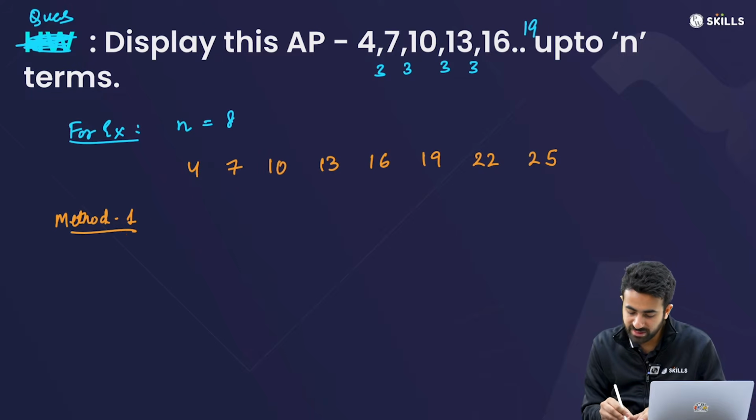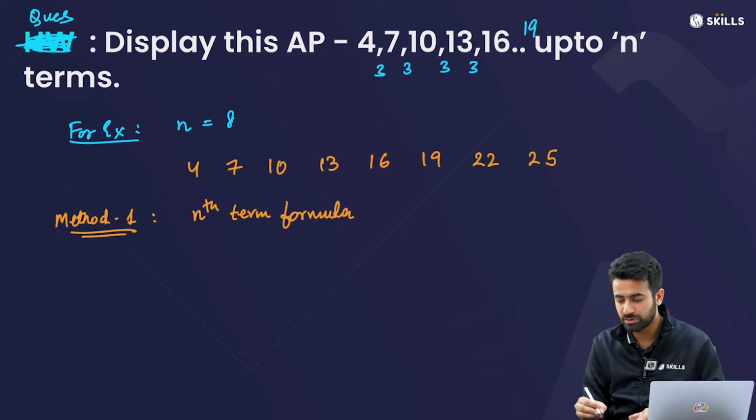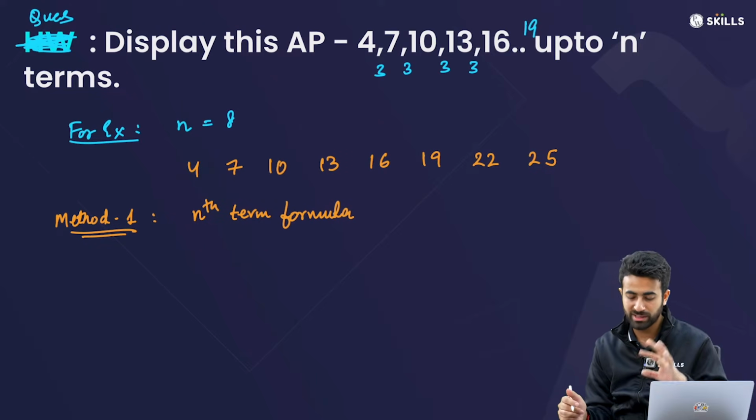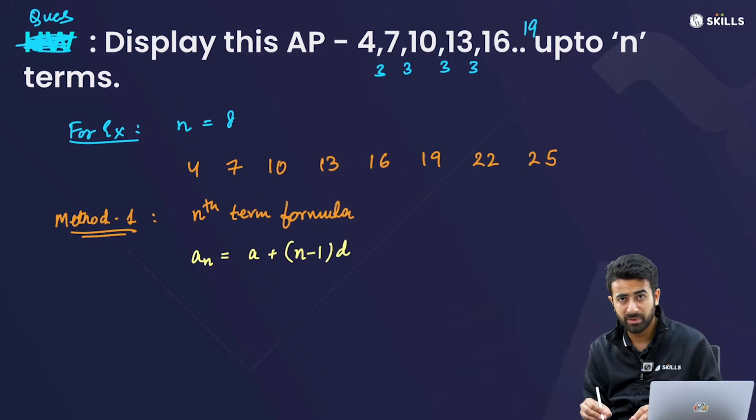Method number 1 is very simple. It is a mathematical formula, the nth term formula. Most of you should know this formula. If you do not, it is a very bad thing. But anyways, we have a method 2 as well. So the nth term formula is very simple: the nth term is equal to the first term plus n minus 1 multiplied by d, which is the common difference.